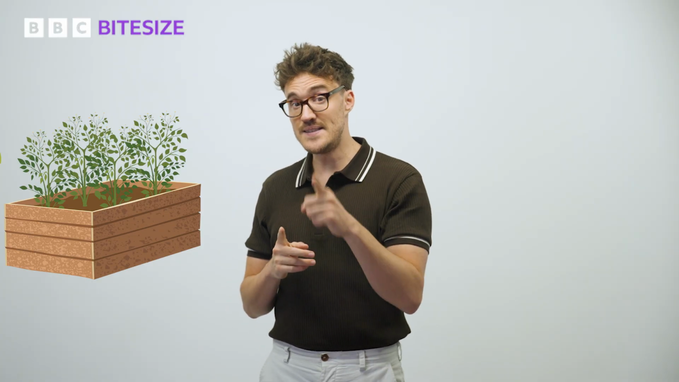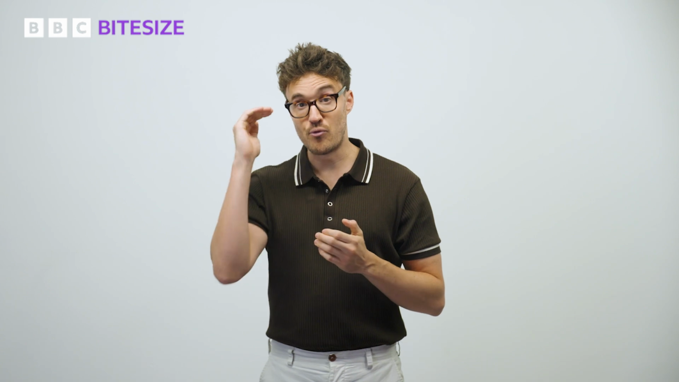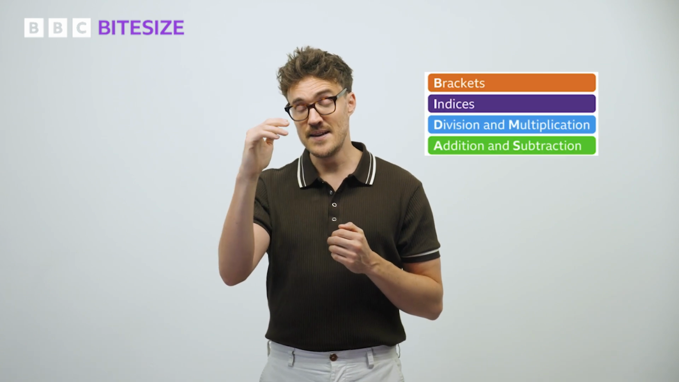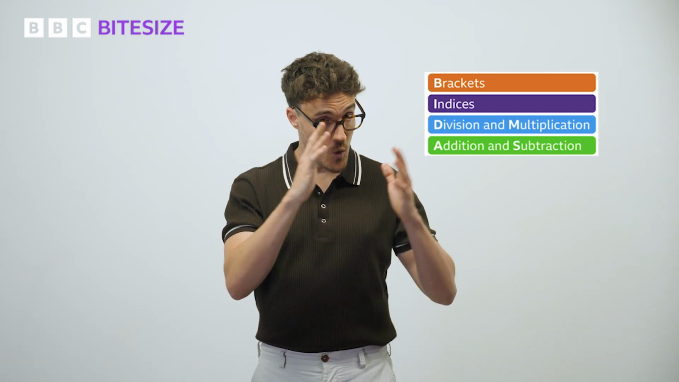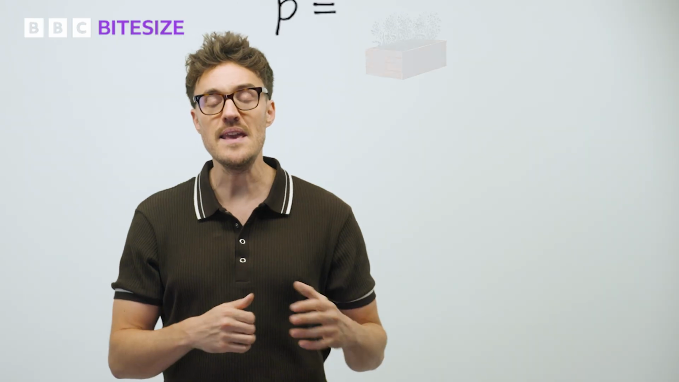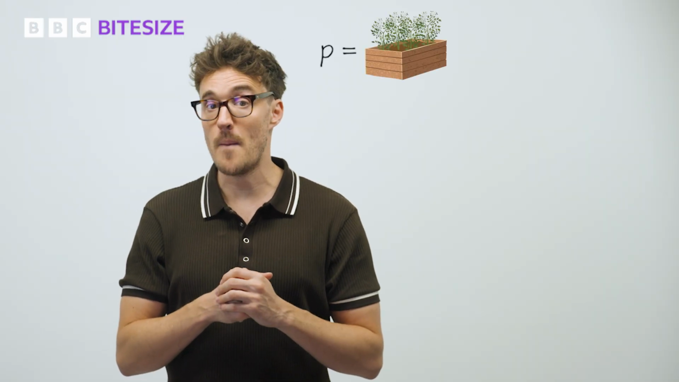Now you have your hammer, we need BIDMAS or BODMAS to build some planting beds. This is the order you must follow when simplifying an expression. Brackets, indices, division and multiplication, where you work left to right, addition and subtraction, again, working left to right. Let's suppose one plant bed has a side length that is related to the number of plant beds, P. Let P equal the number of plant beds you are making.